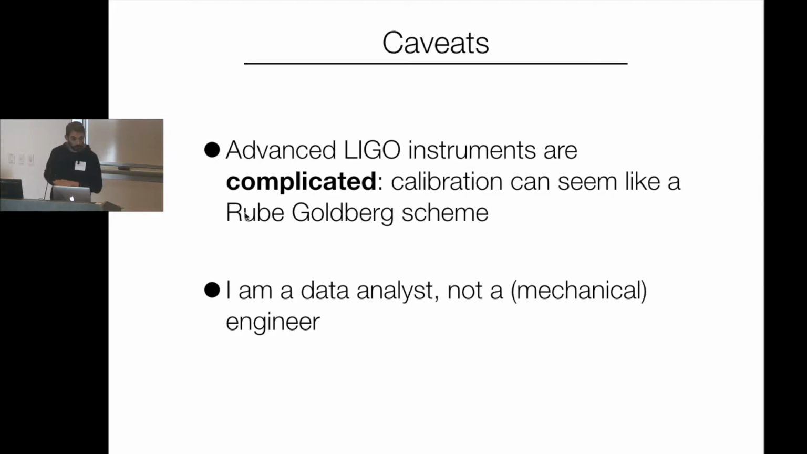There are a couple of caveats that I want to start with. One is that, like I said, the advanced LIGO instruments are extremely complicated. And the scheme that we use to do calibration can sort of seem like a Rube Goldberg scheme sometimes. And this is really just a flavor. There are any number of measurements that have to be done, and things break and things change, and we have this SVN repo that's impossible to deal with.